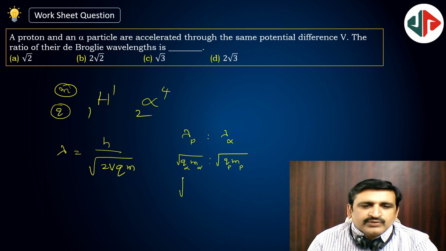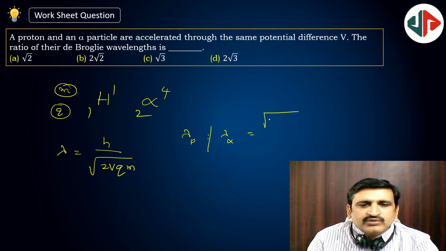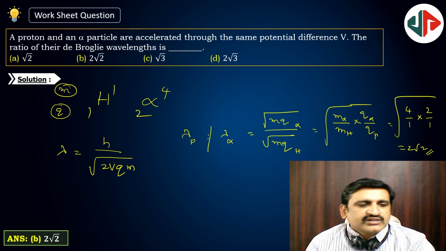So root over, I can write by division method, right? Not like this. Let me write division method, that will be better. That is equal to root over mq by root over mq. Whatever in the numerator, this is alpha particle, this is proton. So root over m of alpha by m of proton into q of alpha by q of proton. So root over m alpha 4 by 1, q alpha 2 by 1, 2 root 2.